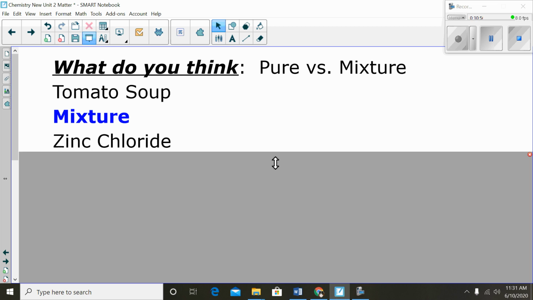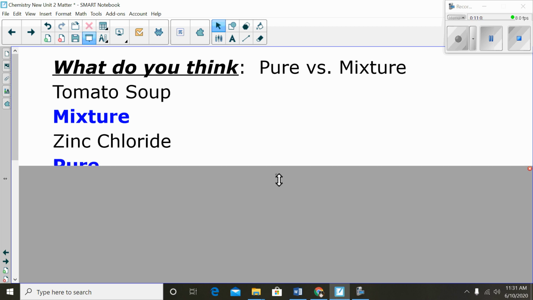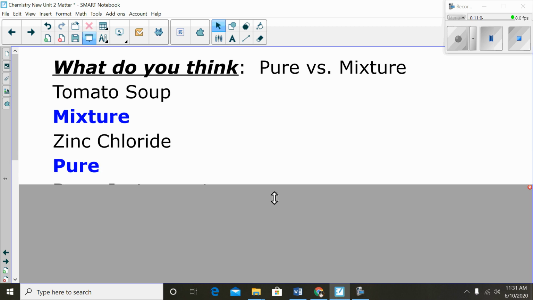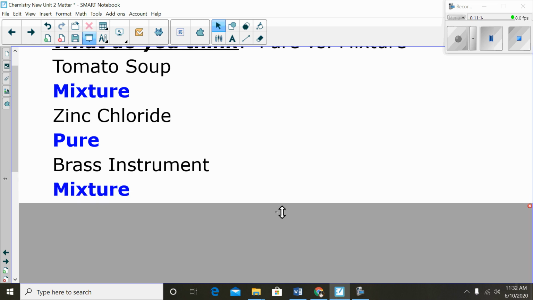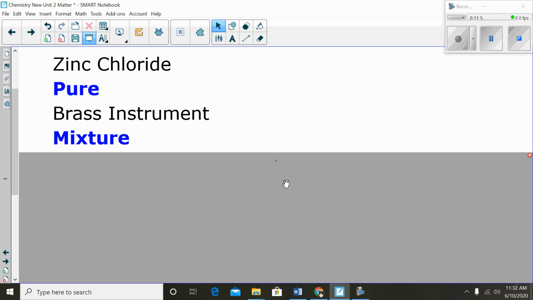It's not just crushed up tomatoes. Zinc chloride, so you can tell that's two elements combined. That would be a compound. In which category is that? It's pure. Brass instrument. So again, we're seeing that combination of metals for brass. So which one is it? That is a mixture. There's no set formula for brass.